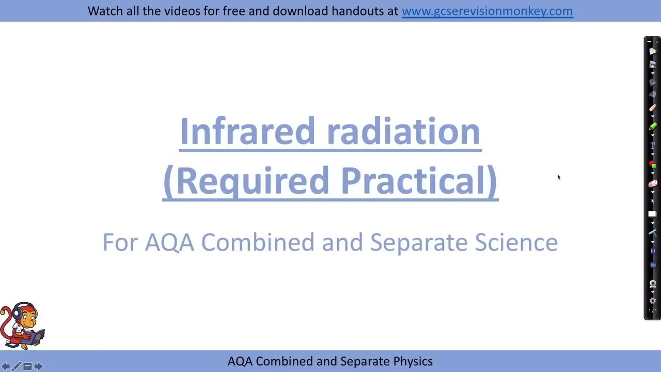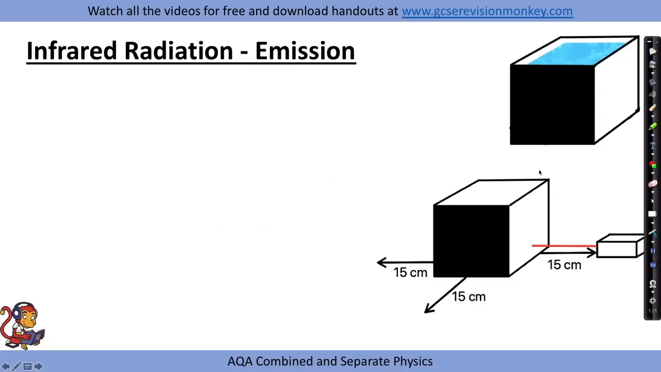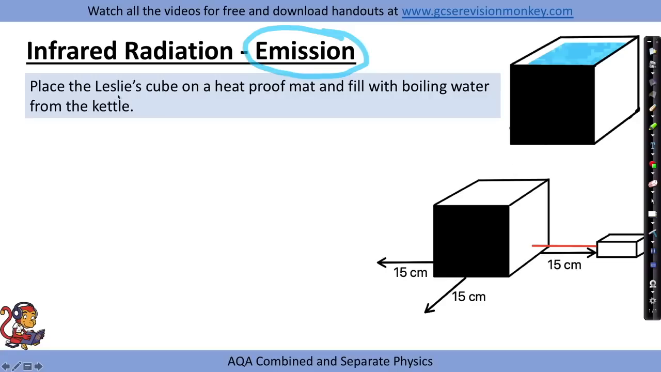Infrared radiation required practical. There's 2 practicals that we could look at for infrared radiation. The first one is to do with emitting infrared radiation, and the second one is to do with absorbing infrared radiation. So in this first practical, we'd place a Leslie's cube on a heat-proof mat and fill it with boiling water from the kettle.